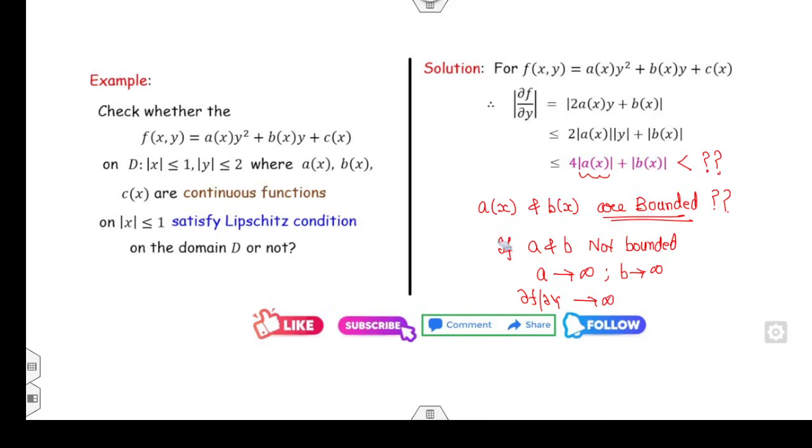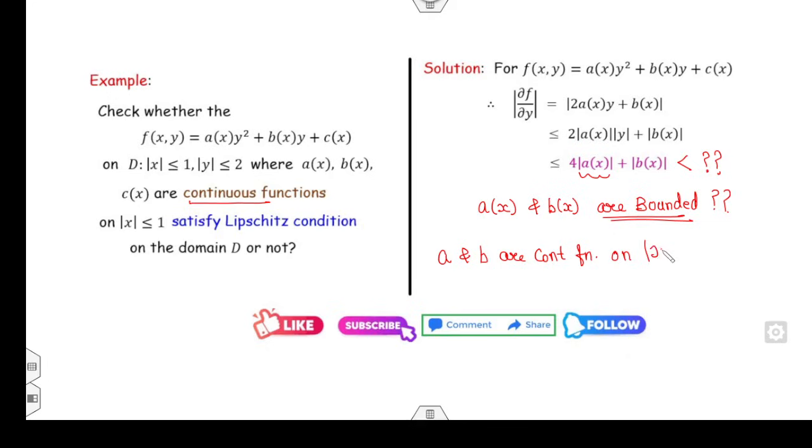But can you prove that it's bounded or unbounded? Read the statement very carefully. What is given to you? a and b are continuous functions on mod of x less than or equal to 1. And you can see about this domain, the domain is my closed domain. This is my closed domain, and a continuous function on a closed interval, what does it imply? That implies bounded. Fine. Any continuous function on a closed interval is a bounded function.